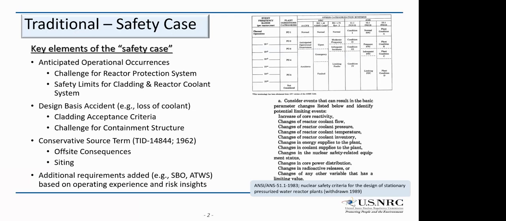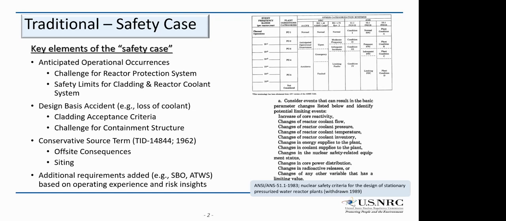I'll tie it in where I can to ANS. This ties back to the ANS standards 51.1 and 52.1 in the 70s and 80s. You can see that basically the safety case was largely developed by addressing a defined set of conditions that challenged the plant. They were divided into anticipated operational occurrences, design basis accidents. There was a calculation done of a major accident for siting purposes using a source term actually developed in the early 1960s, TID 14844.